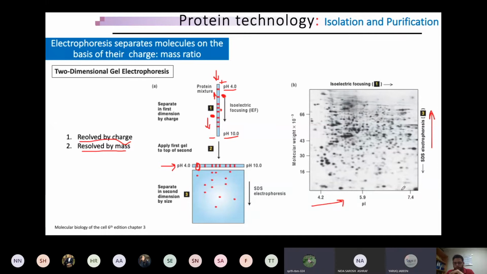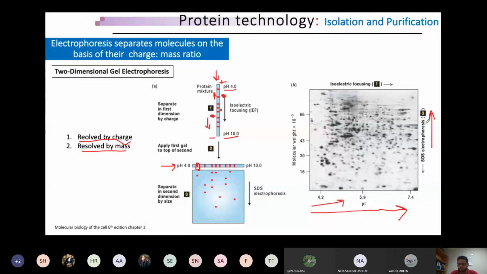Sir, isoelectric point. Yes, isoelectric point. So that means this x-axis, because the strip was vertical, now it is horizontal, so everything is in the horizontal phase. There is higher pH at one end and less pH at the other, so the pH is increasing in this direction. So the isoelectric points are increasing in this direction. There are proteins with less isoelectric point, higher isoelectric point, and the maximum isoelectric point.